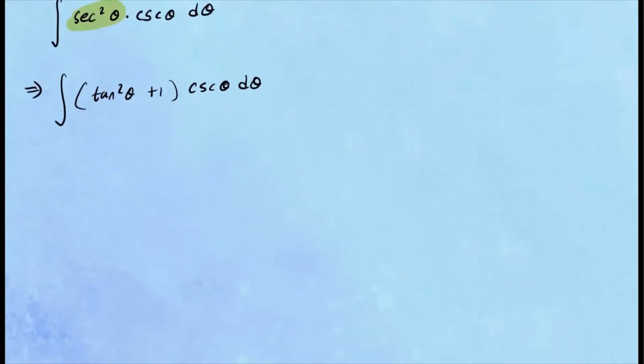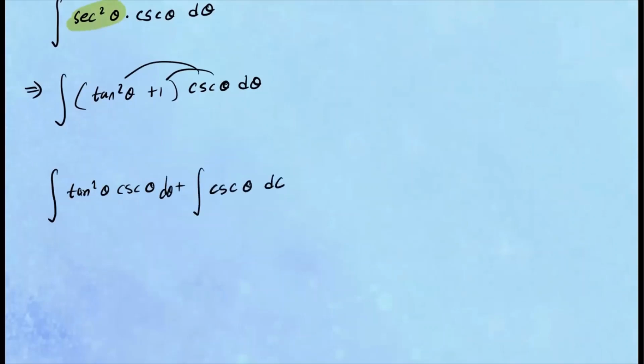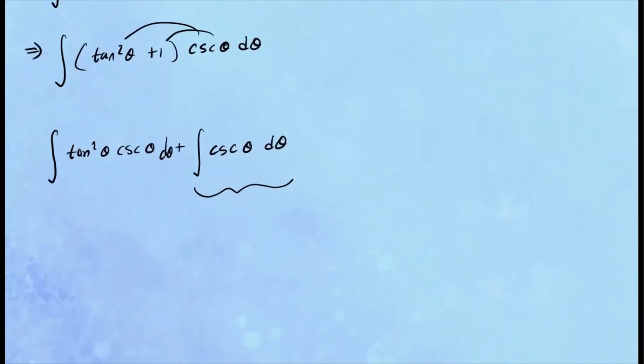And just keep going. Now here I will distribute this. So we have the integral of tangent squared theta times cosecant theta, and I'll separate it into two integrals, plus the integral of cosecant theta d theta. Now this we know from our previous calculus course. This is negative ln of cosecant theta plus cotangent theta.